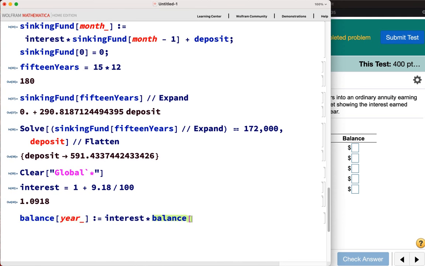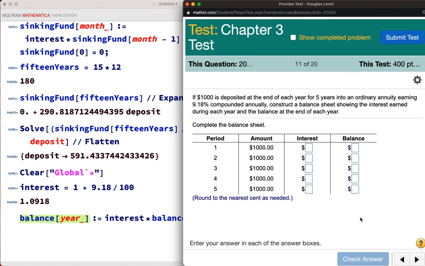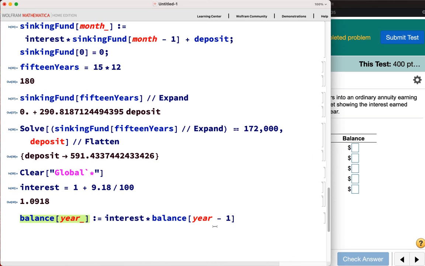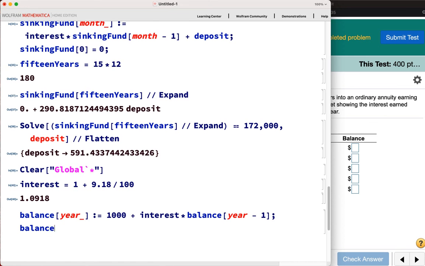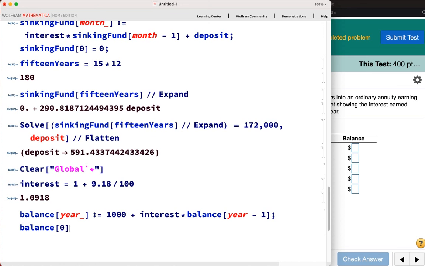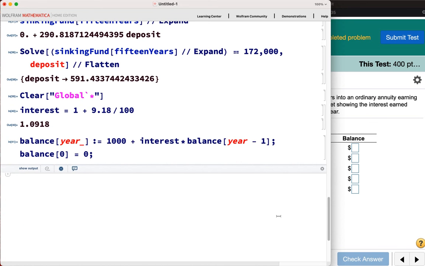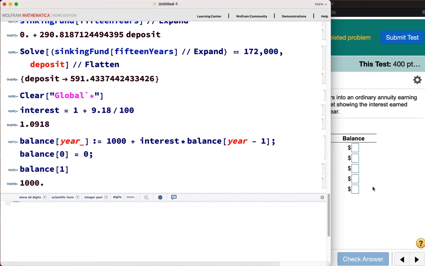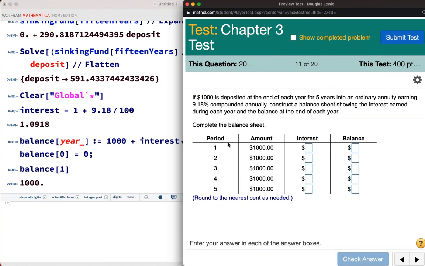Okay. So then the balance is going to be interest times last year's balance plus $1,000. Or we could put the $1,000 at the beginning. I mean, it really doesn't make a difference. There we go. Okay. And we're going to start with nothing. Okay, so balance 0. So this goes from period 1 to 5.